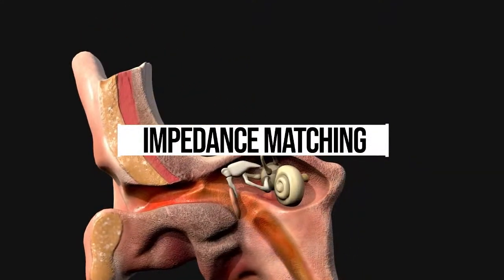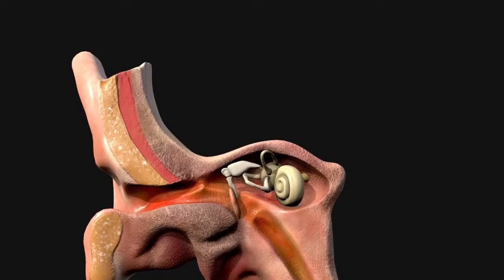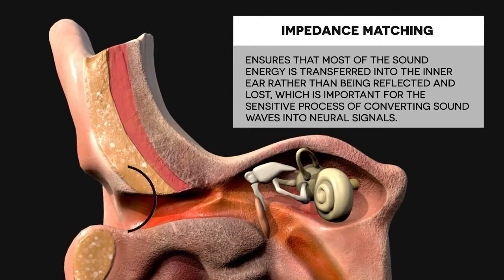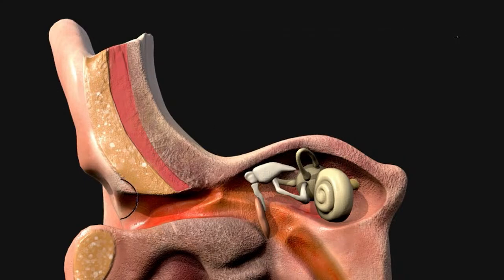Impedance matching. The ossicles also play a role in impedance matching between the air in the external auditory canal and the fluid of the cochlea. Impedance matching ensures that most of the sound energy is transferred into the inner ear rather than being reflected and lost, which is important for the sensitive process of converting sound waves into neural signals.